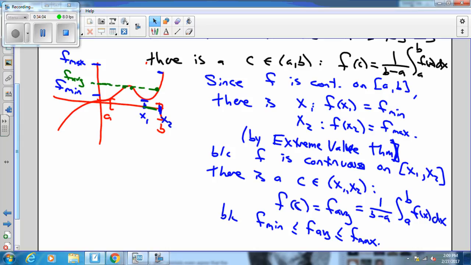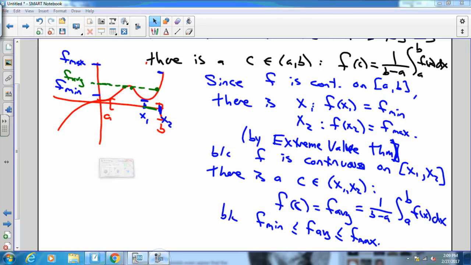So tonight, what you're going to be doing is computing average values, and then tomorrow we'll extend this idea to area.